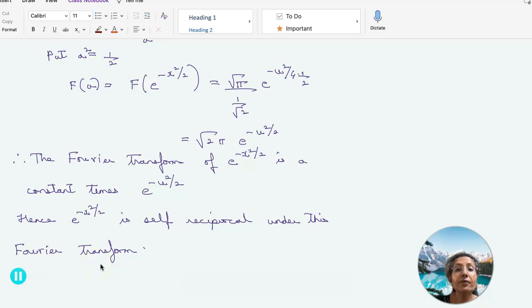So we have learned how to solve some more problems on Fourier transforms. I hope this was useful to you. Thank you.